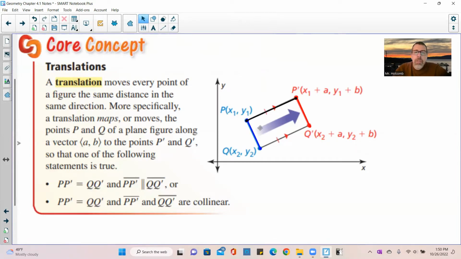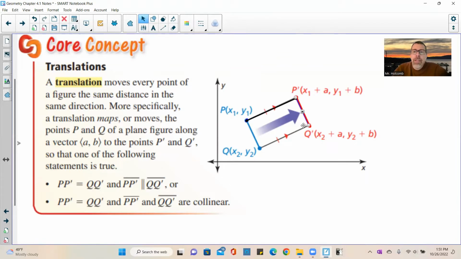And PP prime is parallel to QQ prime, or PP prime and QQ prime are collinear, meaning they're on the same line. So I'm going to translate this to here. And since these two lines are parallel, then the diagram that got moved, the segment PQ, becomes P prime Q prime up here.